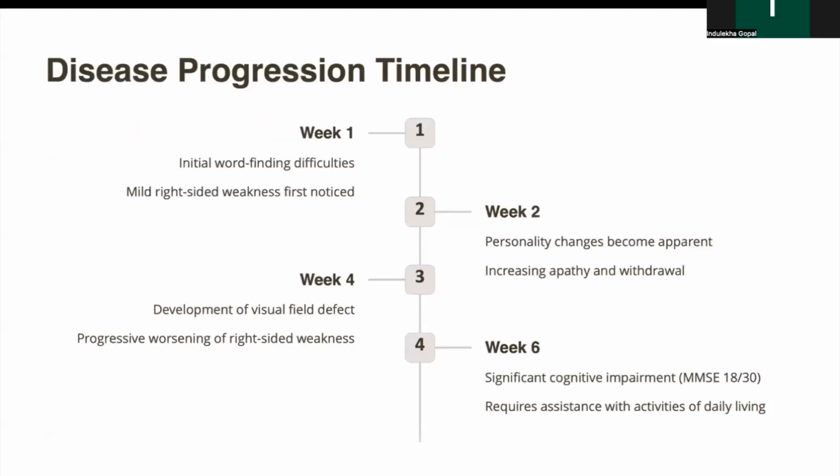So this is a timeline of disease progression. Week 1, there is initial word finding difficulty and mild right-sided weakness. Week 2, personality changes become apparent and there is withdrawal. By week 4, there is development of visual field defects and progressive worsening of right-sided weakness. By week 6, there is significant cognitive impairment and the patient requires assistance with daily living.